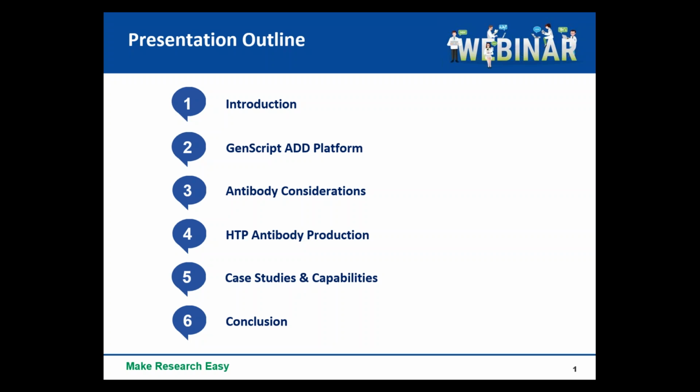So here's the outline of the presentation. Essentially, there are 6 parts to it. I'll do a quick introduction about the drug discovery process, and will then introduce GenScript's antibody drug discovery platform to you. The third part is the aspects that we need to consider in order to identify good antibodies sifted from the bad ones. In part 4, we will focus on the high throughput antibody production, which is a vital part of the antibody lead optimization process. And then in parts 5 and 6, we'll look at some case studies and also capabilities, followed by the conclusion.